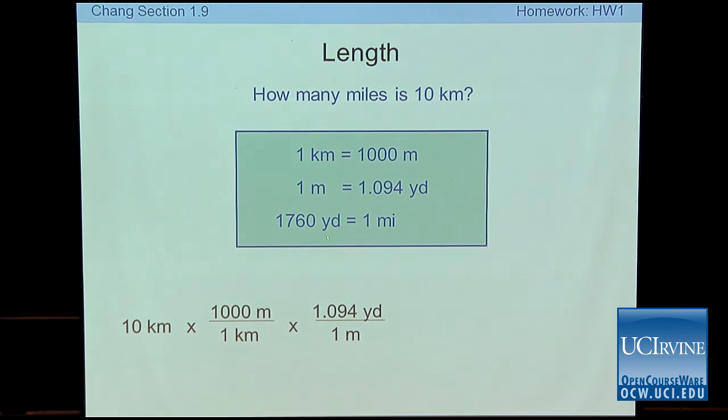Last step, from yards to miles. I'm going to put miles on top and yards at the bottom, like that. This many yards equals 1 mile. That means 1 mile over this many yards equals 1. Yards will cross out, and now my answer is expressed in miles. In other words, what I have to do is 10 times 1,000 times this number divided by that, which equals 6.22 miles.